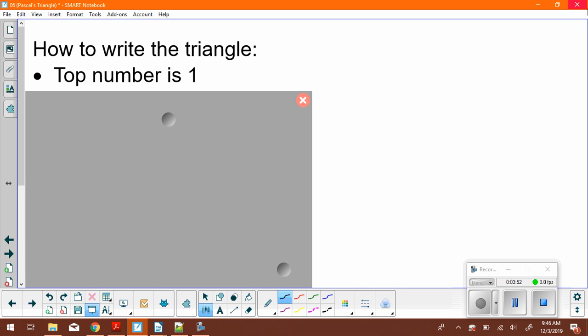So here's how you develop and write down your own version of the triangle. We basically just take that diagram and tilt it. So the top row is a 1. So I write down a 1.